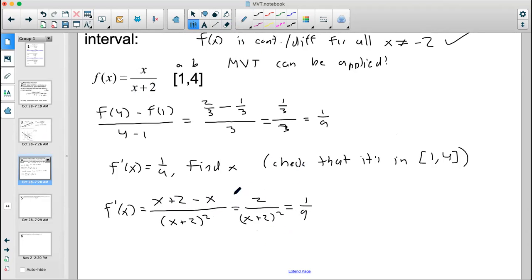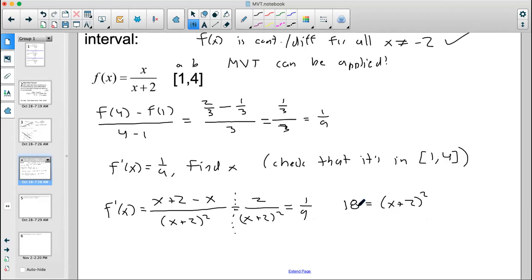So let's see, if I'm just looking at this, I'm kind of forgetting about that part. I could do 2 times 9 equals 1 times x plus 2 squared. So that's 18 equals x plus 2 squared. I did a cross multiplying situation there.